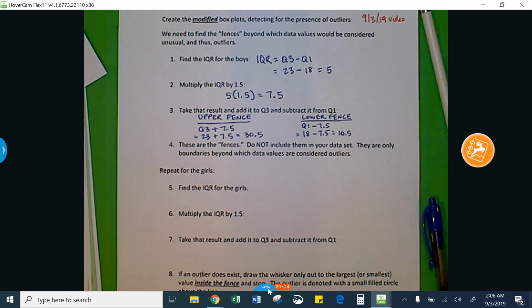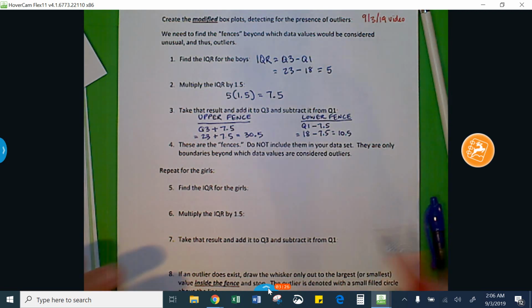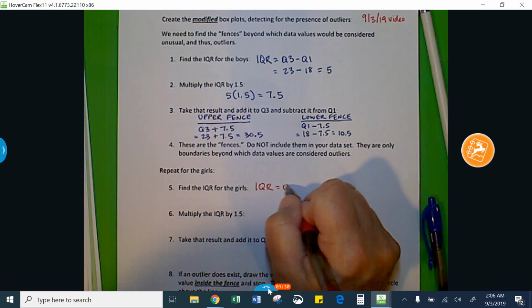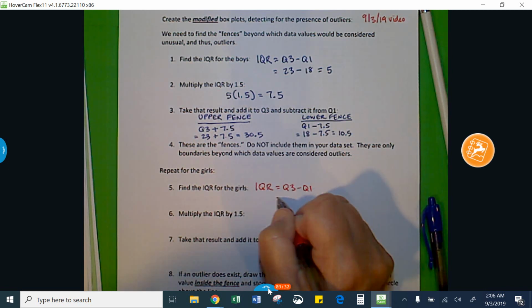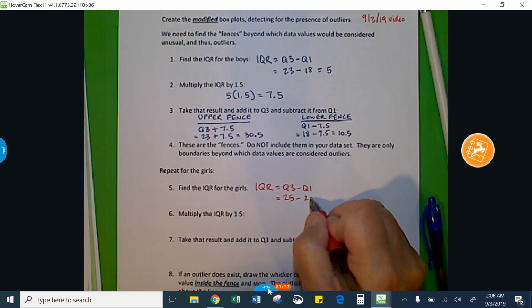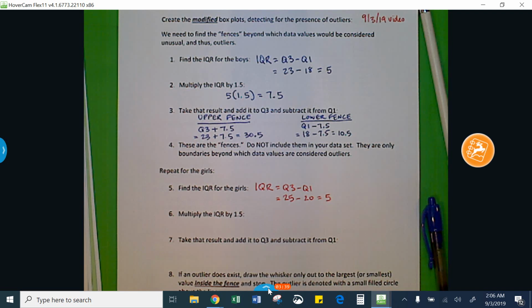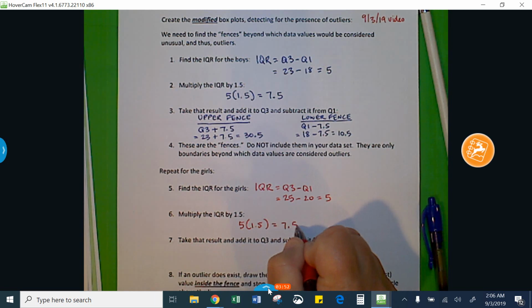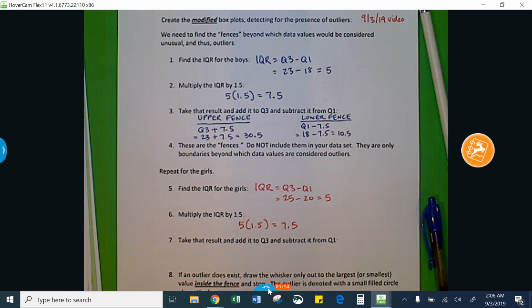Let's go ahead and do this same math for the girls. So for the girls, the interquartile range, quartile 3 minus quartile 1 is 25 for quartile 3 minus 20 for quartile 1. So the interquartile range for the girls is 5. It's a coincidence that it's the same as the boys. It won't necessarily be that on other problems. Multiply that by 1.5. 5 times 1.5 is, shockingly, 7.5 again.